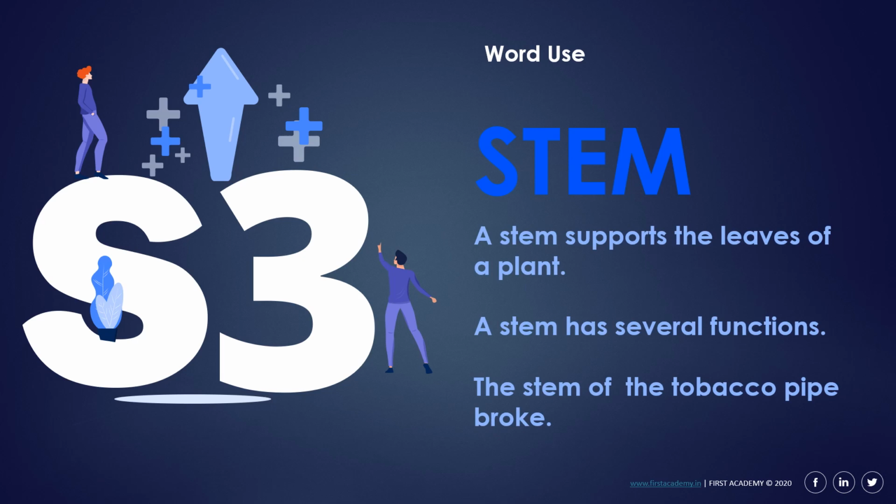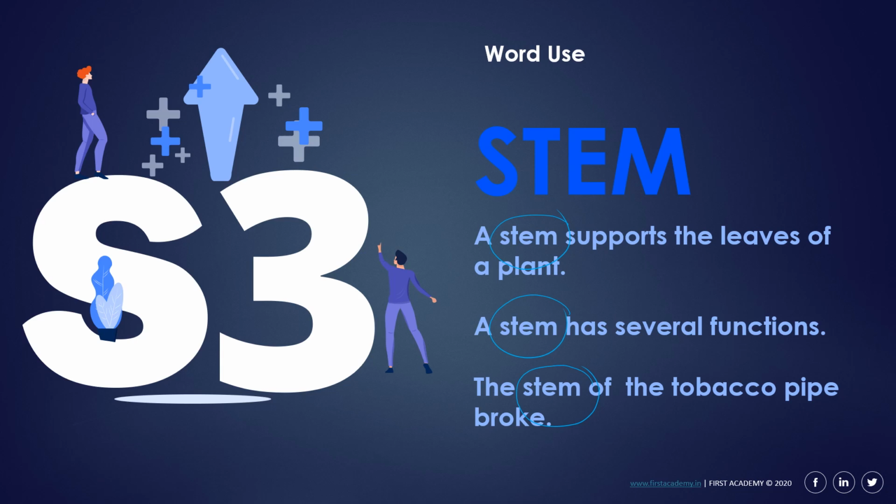A stem supports the leaves of the plant. A stem has several functions. The stem of the tobacco pipe broke. Now here we have used the word stem in a slightly different way. It still, however, conveys more or less the same meaning.